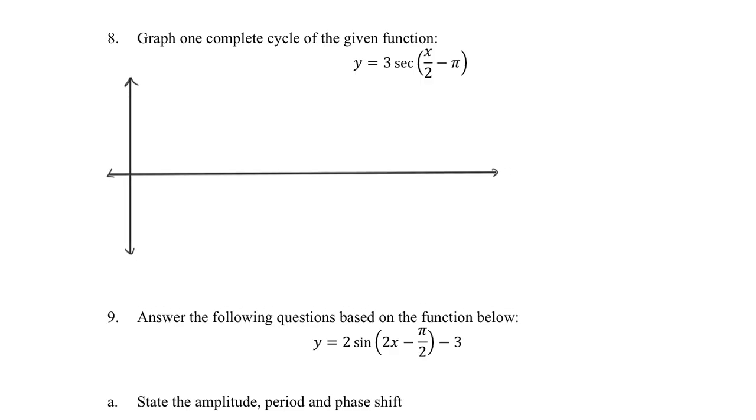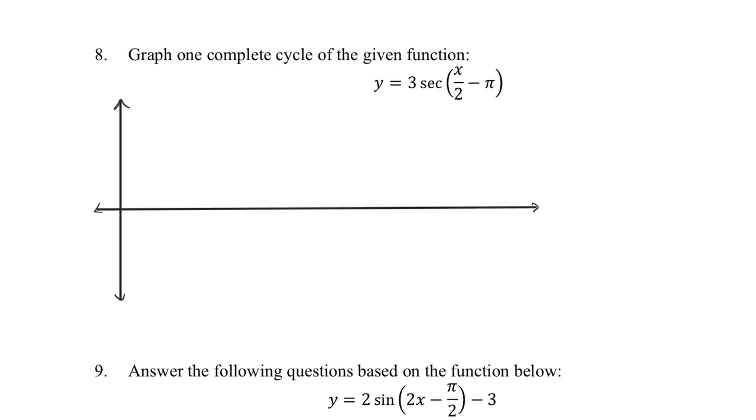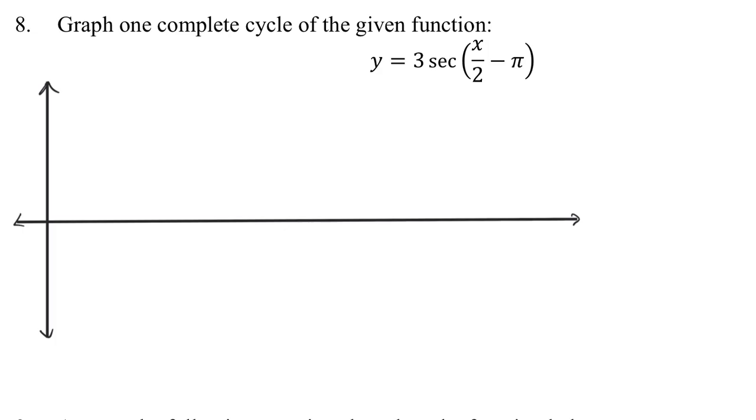Okay, secant, and I need to know the length of the period. So it's 2 pi divided by b. b is 1/2 right here. So 2 pi divided by 1/2 is 4 pi.